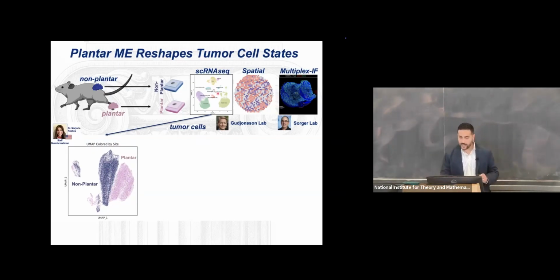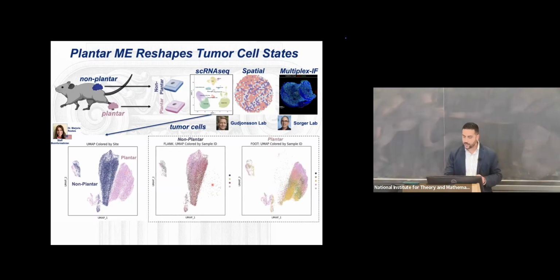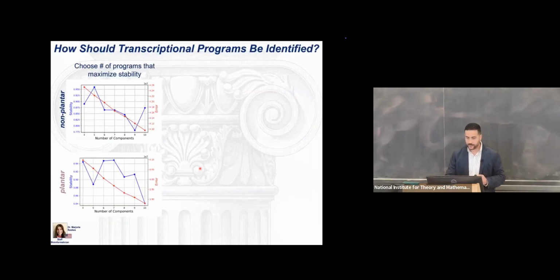So here is the total tumor microenvironment composition. She is filtering out just the tumor cells, and you see already that the plantar tumor cells are separating quite nicely from the non-plantar implanted tumor cells. Here is just showing the different mouse tumor replicates, showing pretty tight clustering of the non-plantar versus plantar. So obviously we're interested in what transcriptional programs might explain these biological differences we're seeing phenotypically.